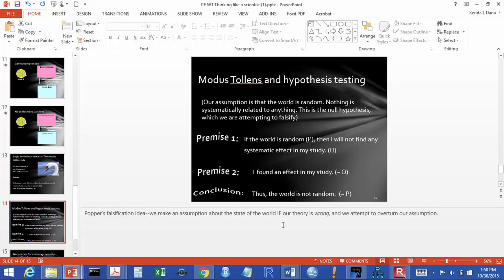Hypothesis testing. Our assumption is the world is random. That is the null hypothesis. Nothing is related to anything. It doesn't matter how much training we give employees, they will still perform the same. There's just nothing there. Okay?